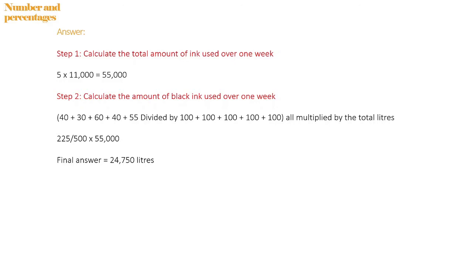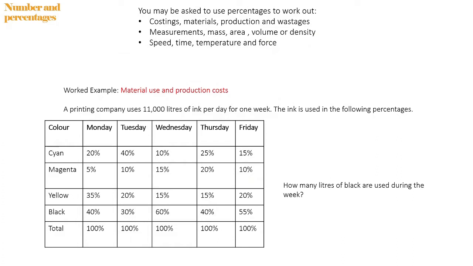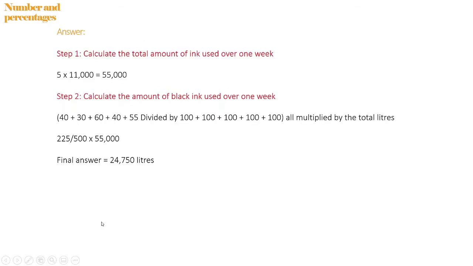You can use that to calculate any colour. I haven't got the workings out for it, but if we were to say, for example, figure out how many litres of cyan we used in the week, the theory would be exactly the same. You would add 20, add 40, add 10, add 25, add 15, add that all together. Then you would still do 500 because you've still got 100% per day. So add those together.